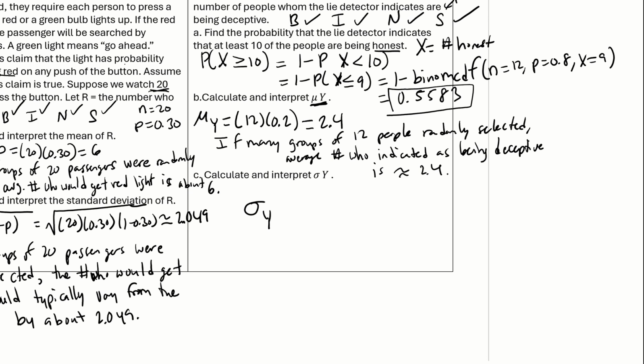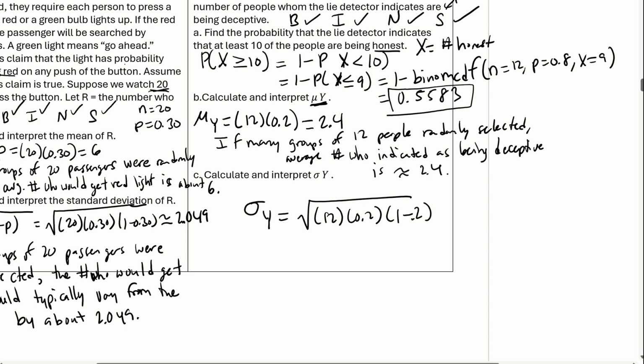All right, so calculate and interpret sigma y. So let's do that real quick. So this is the deceptive. So remember, p is 0.2. So the square root of 12 times 0.2 times 1 minus 0.2, and this is 1.39.